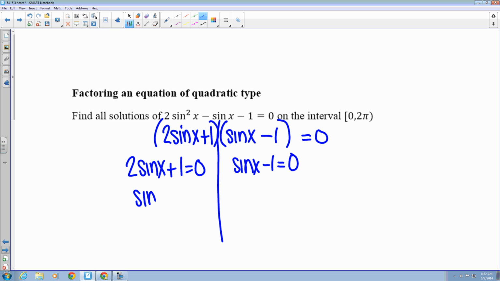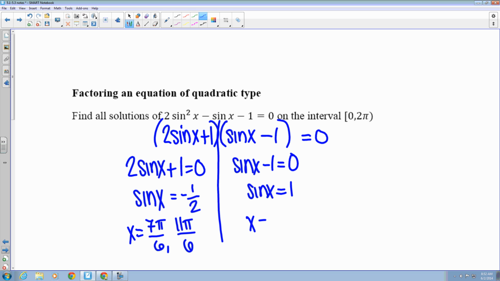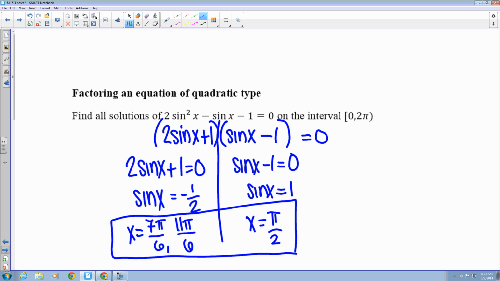Starting on the left side, sine equals negative 1/2, which occurs at 7 pi over 6 and 11 pi over 6. And then where sine is equal to 1, that happens at pi over 2. So all three of these x values, that is my answer.